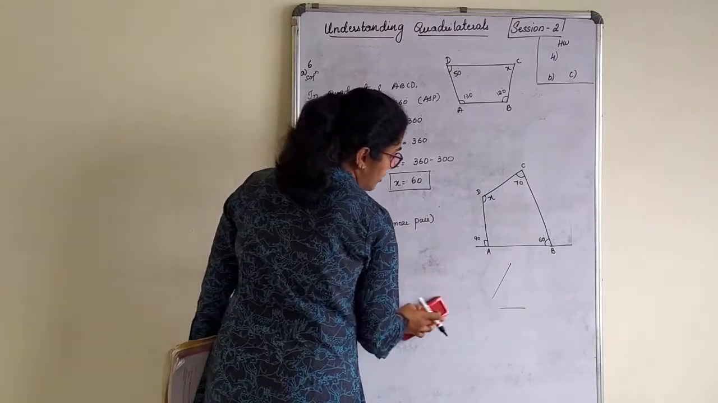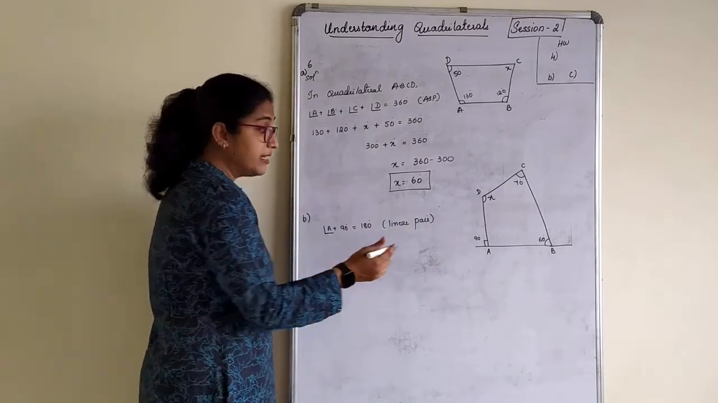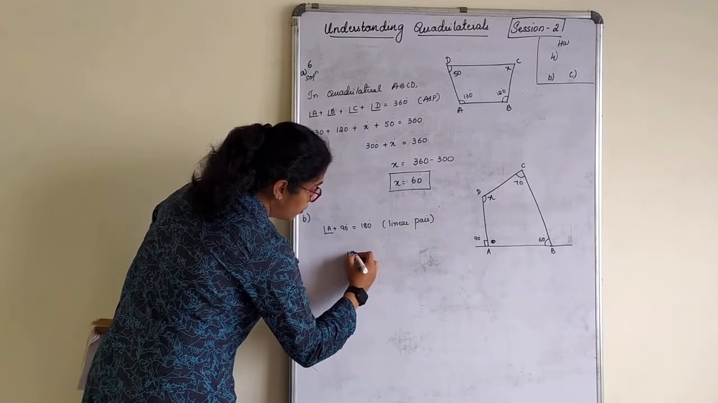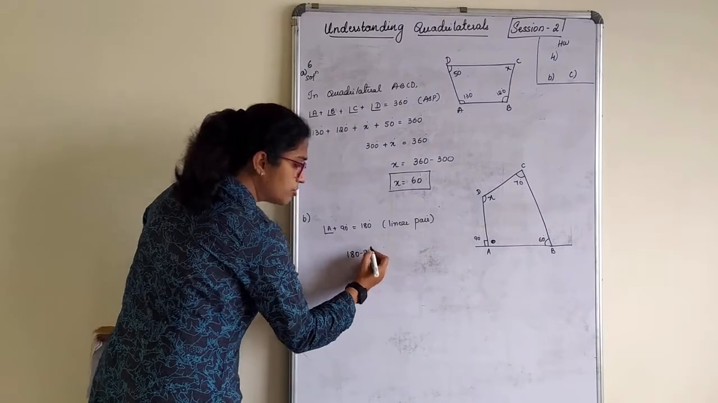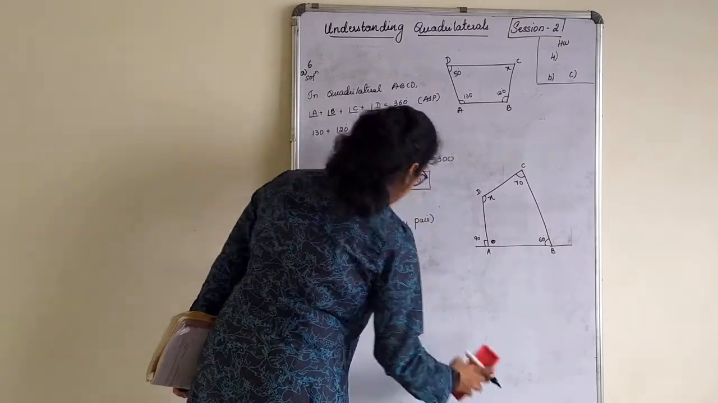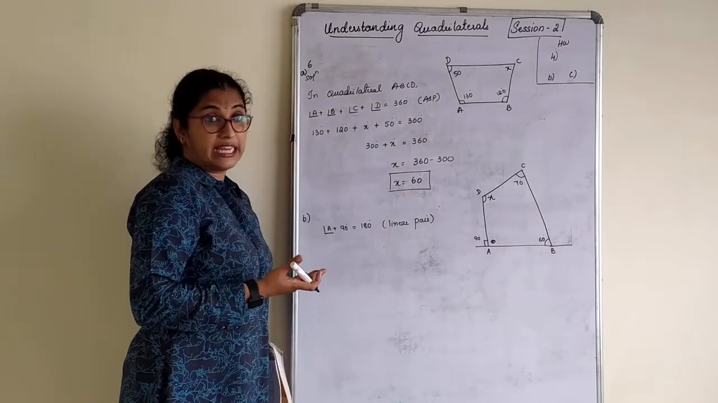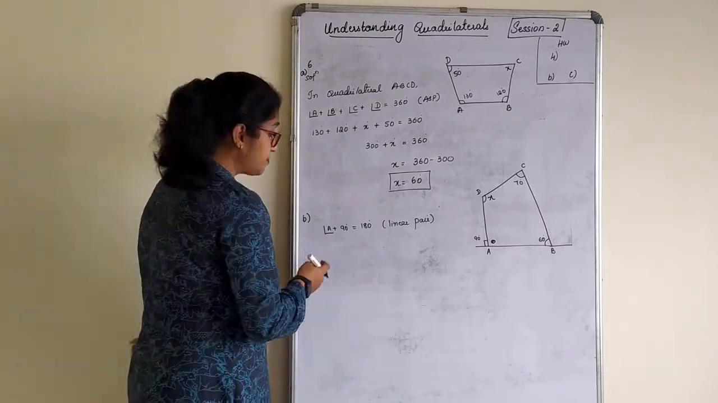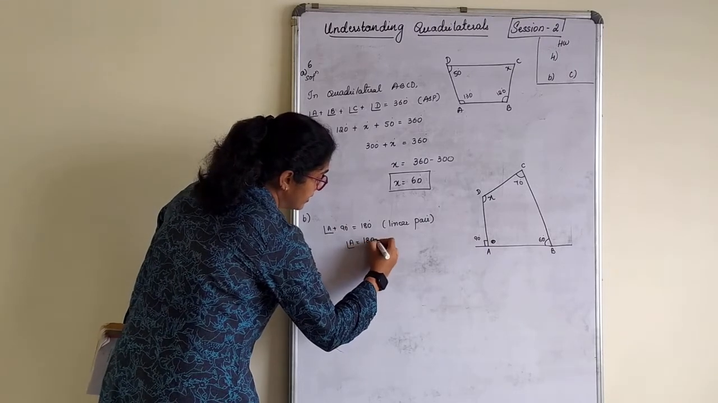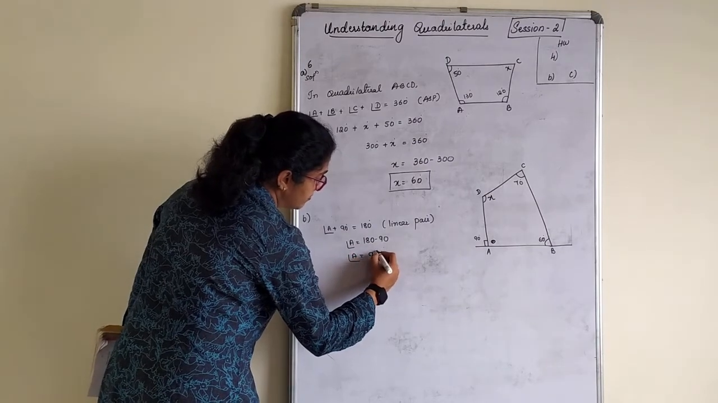In schools, what I have seen is, they do not write it as linear pair, but instead they write 180 minus 90. You can also use the same thing that I am going to do here. We will first find angle A and then proceed. So angle A is equal to 180 minus 90. So angle A is equal to 90.